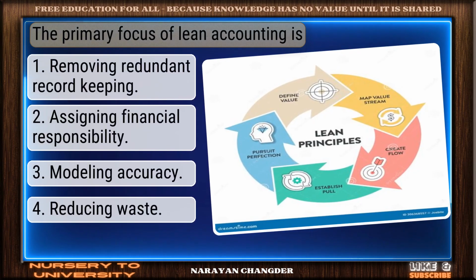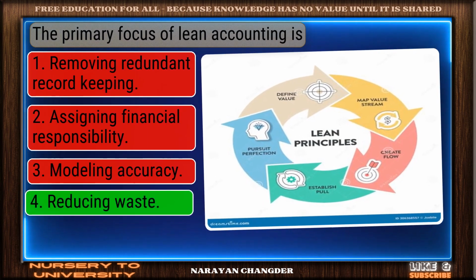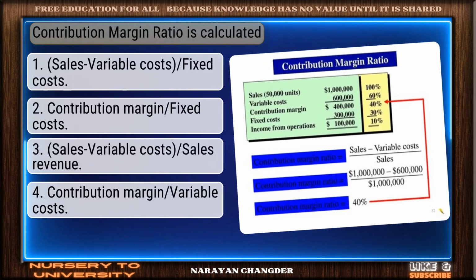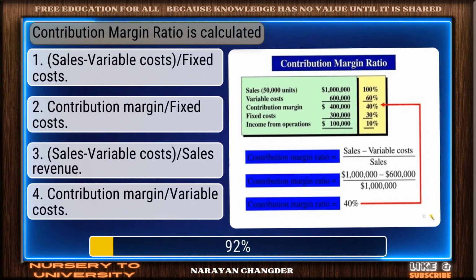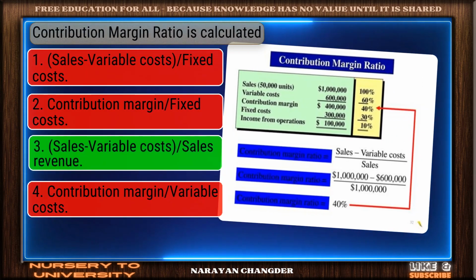The primary focus of lean accounting is. Nicely done. Reducing waste is a solid answer. Contribution margin ratio is calculated. Excellent. The sales revenue is a brilliant choice.